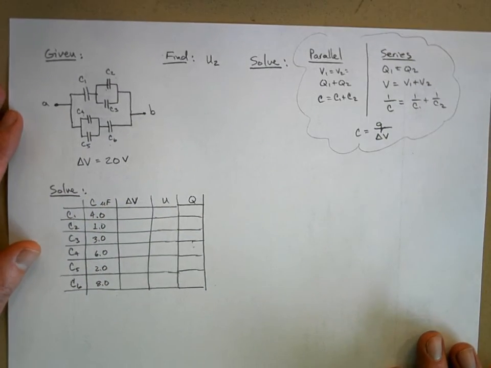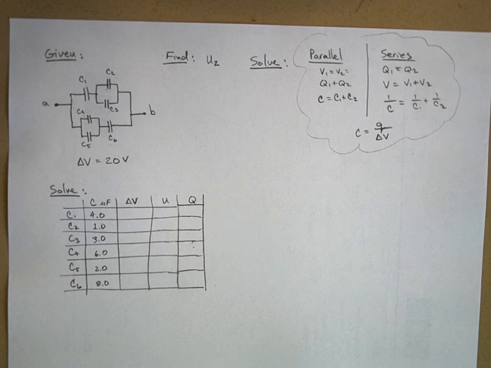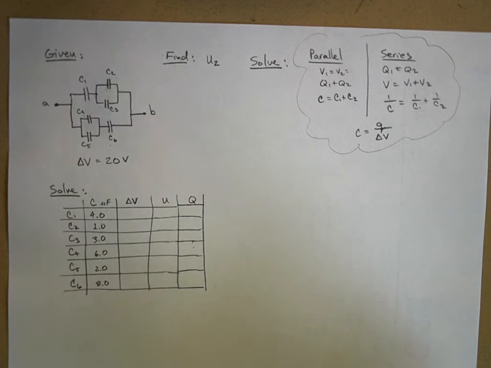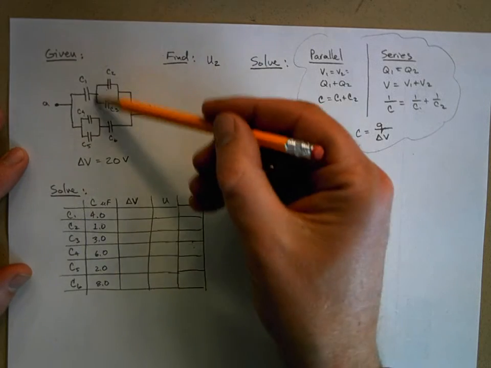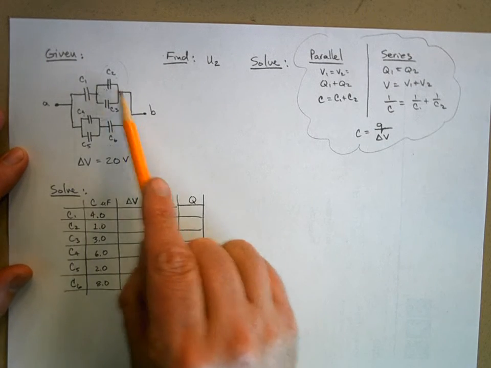Okay, so let's get started. Look for stuff that's in parallel. How do you know if two or more capacitors are in parallel? It doesn't matter what the shape of the wires are. What matters is, do they have the same voltage drop? Look at these two. They have the same voltage drop. To get from here to here, it's the same voltage drop.